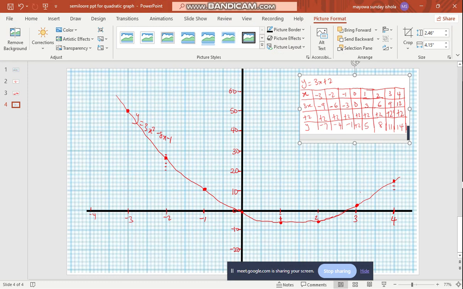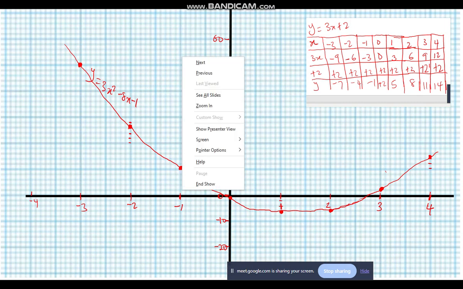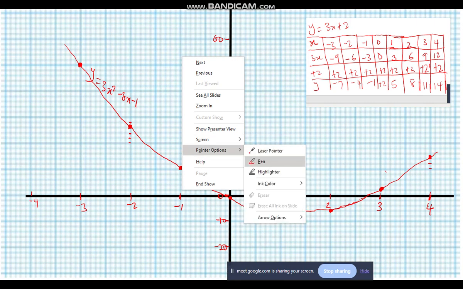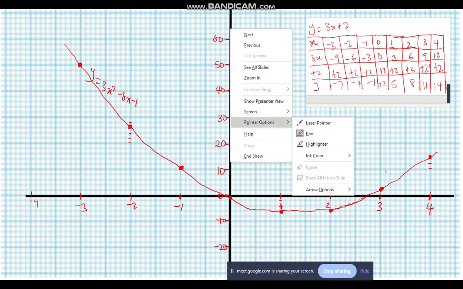Do you understand? Yes. Okay, I think I will have to use another ink for that to avoid confusion. So the ink I'll be using should be a black ink. Okay, let me use a black ink.